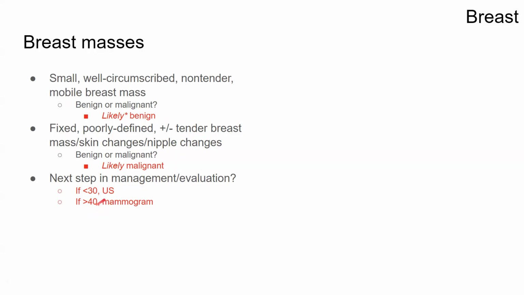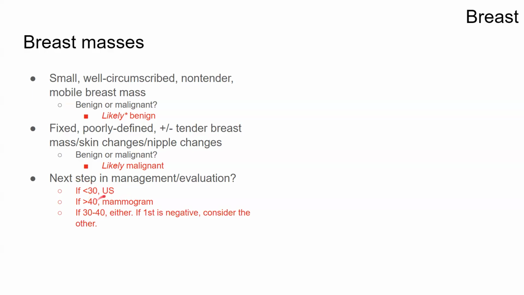And the way that I remember differentiating between ultrasound and mammogram is the younger a woman is, the more dense their breast tissue is. And the increased breast tissue density can kind of not make the images as pretty for a mammogram. So you want to get an ultrasound.